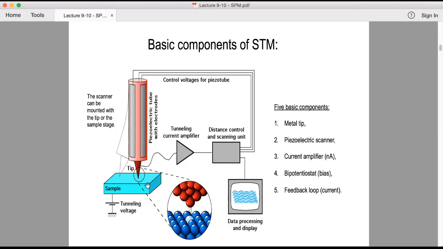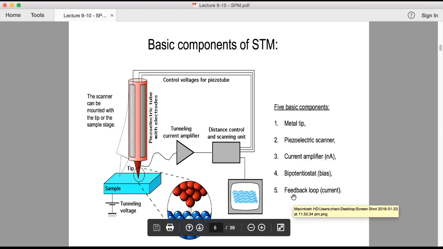And this tunneling current is recorded and used to image the surface of the sample. So the 5 basic components the STM has are the metal tip, piezoelectric scanner, current amplifier, bipotentiostat or the bias, and feedback loop, which provides the current.